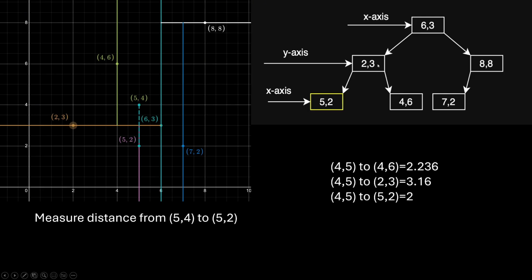The other subtree in this tree here is the 0.52. So we measure the distance, and we have 2. The distance is 2.